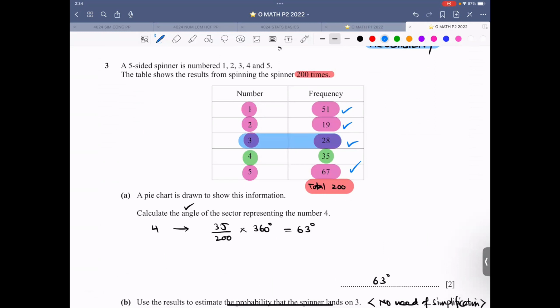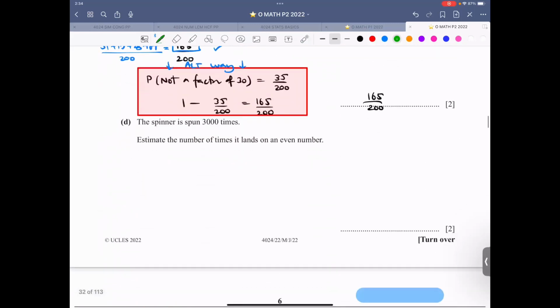So if we are talking about even numbers, 2 is even. And let me change the color. So we have 2, that's an even number, and 4, that's an even number. So this is 19, and this is 35. So 19 plus 35, that out of 200, that's the probability. But we are taking it out of 3,000. So we are multiplying it with 3,000. So basically, it's this probability of 3,000.